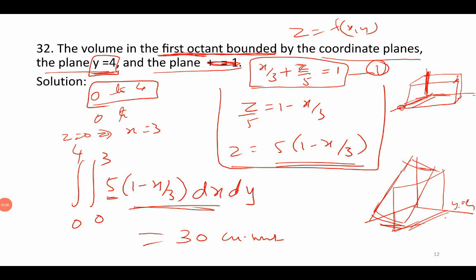integration of the surface over a non-rectangular region, where the region is non-rectangular, right? Okay, thank you very much.